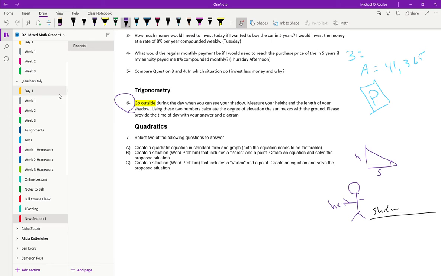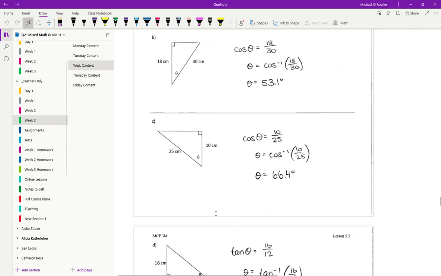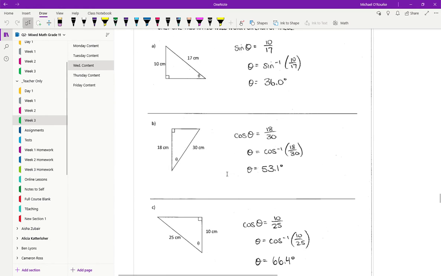Okay, so that goes back to our primary trig. Question, week 3, what day do we do primary trig? Is it today? Yep. So we're looking at angle problems such as these ones on Wednesday afternoon.